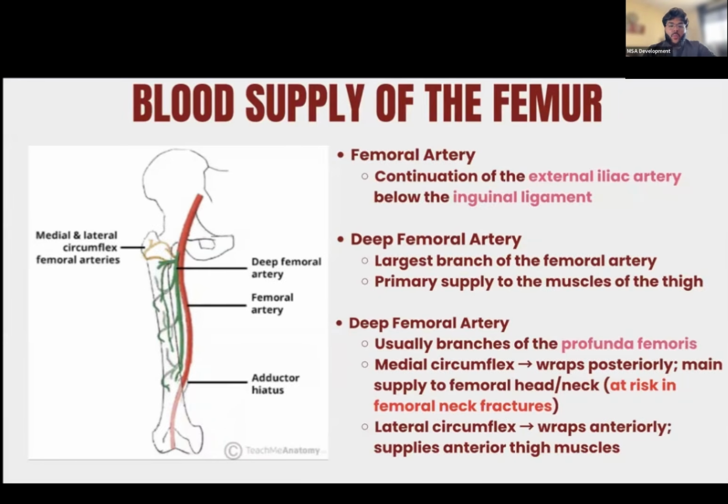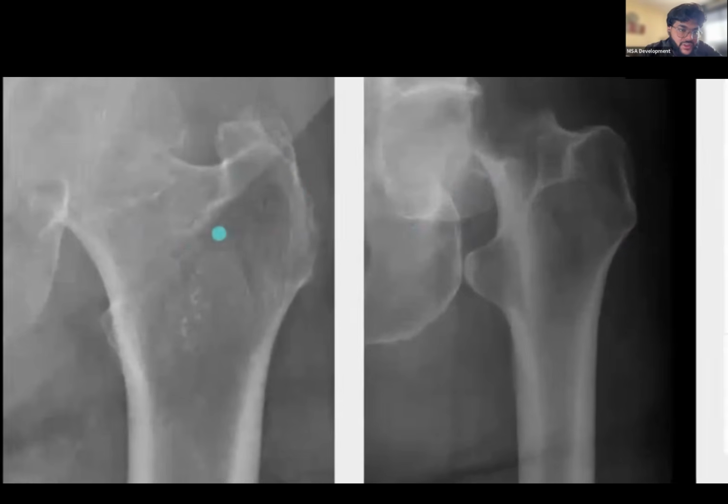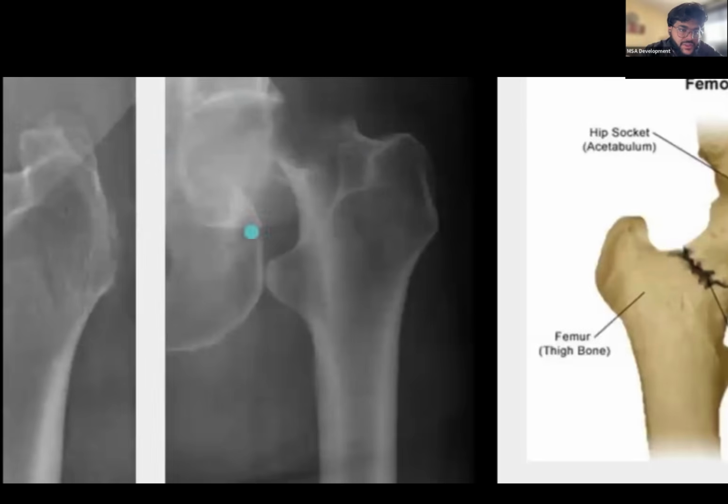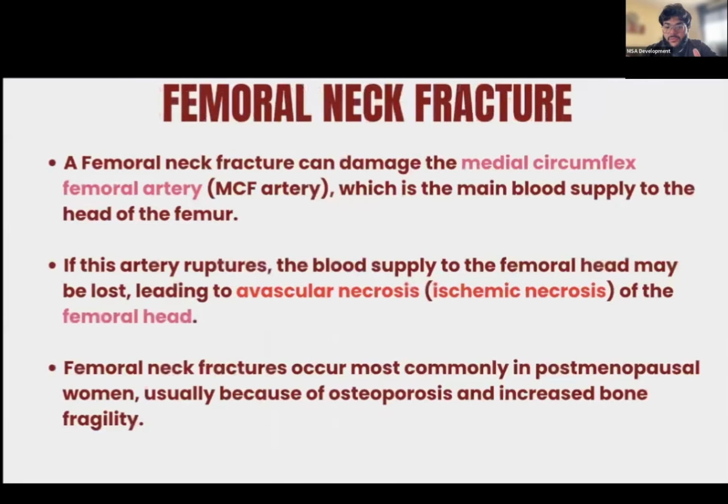Okay. Now, what happens when you have a femoral neck fracture? Over here you can see clearly in the X-ray that you have a femoral neck fracture. In the femoral neck fracture, the most common artery that is injured is your medial circumflex femoral artery. This artery is your main blood supply to your femoral head. If this artery ruptures, the blood supply will be lost, and this will lead to avascular necrosis.